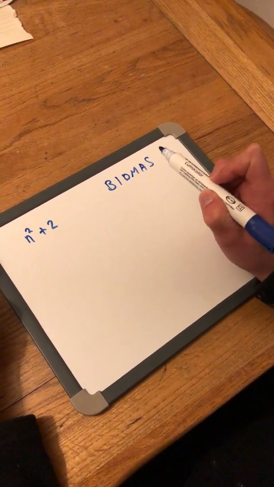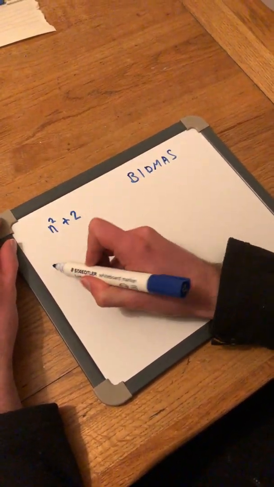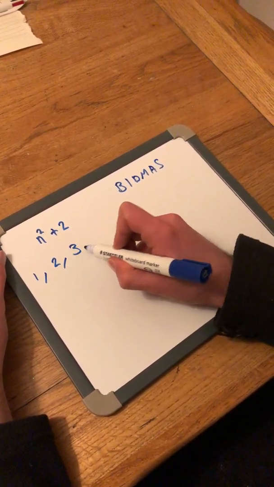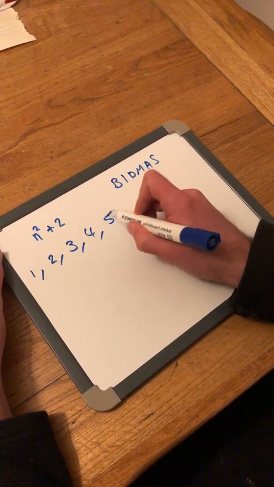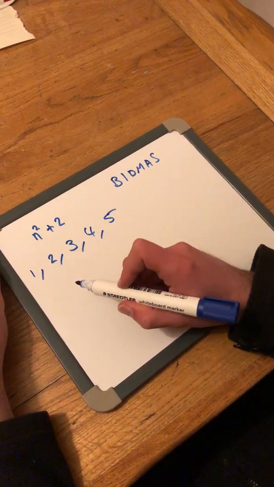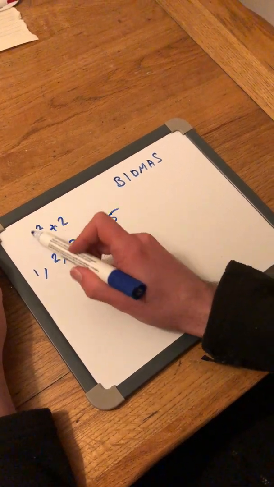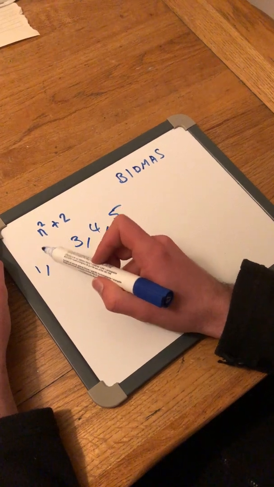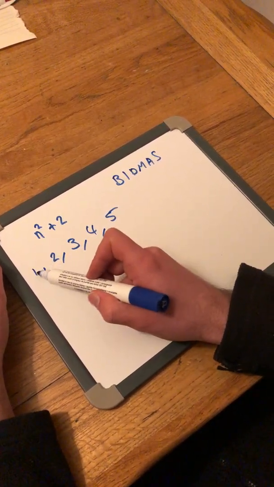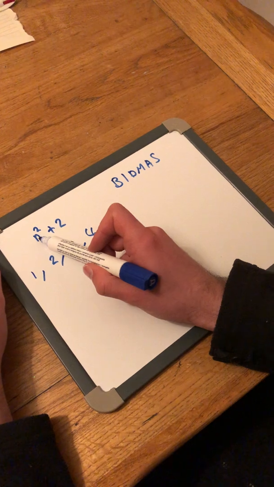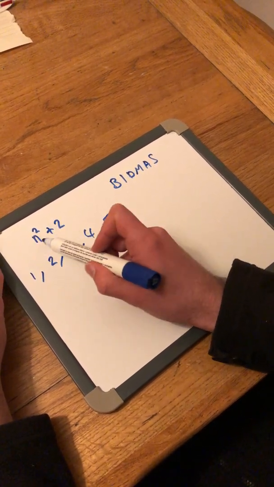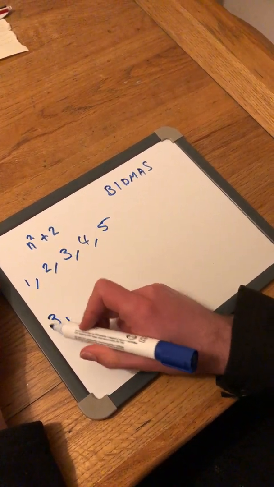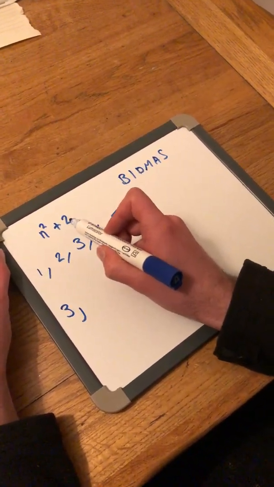addition, then subtraction. So what I'm going to do here, I'm going to write 1, 2, 3, 4, and 5, our first, second, third, fourth, and fifth numbers in our sequence. And what we want to do to make this sequence is substitute n for our first number in our sequence, to be 1. So 1 squared, 1 times 1 is 1, add 2 is going to be 3. That is our first number in our sequence of n squared plus 2.